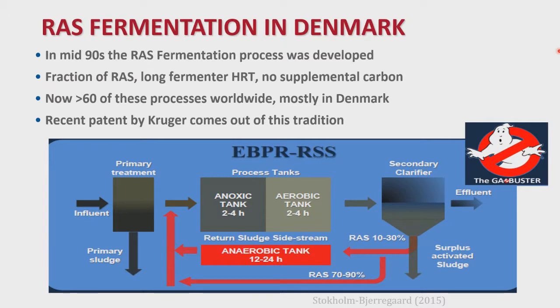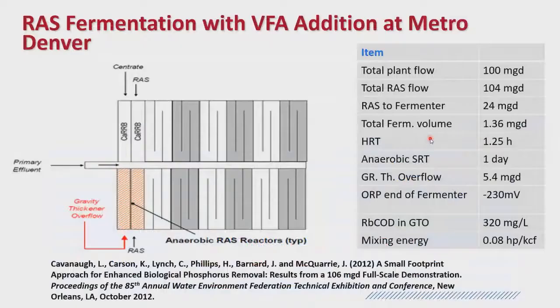Next slide. It's the same concept. Next slide, please. And it's the same concept here, sidestream RAS fermentation, but this time adding some gravity thickener overflow. This was a Denver Metro, 100 MGD plant. By using this existing basin, it was not necessary to build anything new to get biological phosphorus removal in this normal MLE type plant.